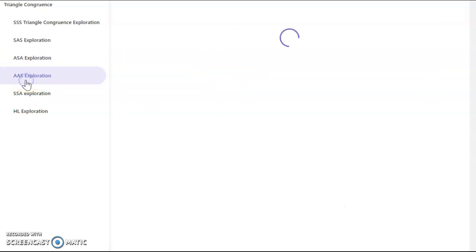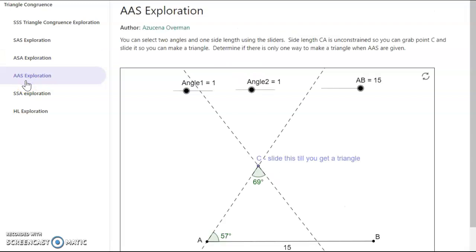Let's do angle, angle, side. Alright, so angle, angle, side. This time the side is not included. Before it was angle, side, angle, we were given this side that was in between the 2 angles, but this time we have 2 angles followed by a side.